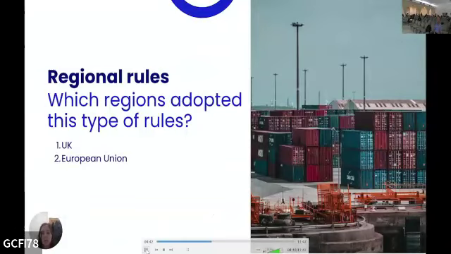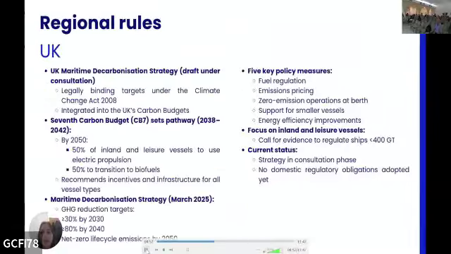This is already having an impact at the regional level, especially in the European Union, because UK and Europe are already discussing and adopting some measures to foster the maritime decarbonization. In the UK, we have the UK Maritime Decarbonization Strategy under consultation, so still not in force. The aim is to set legally binding targets under the Climate Change Act of 2008.